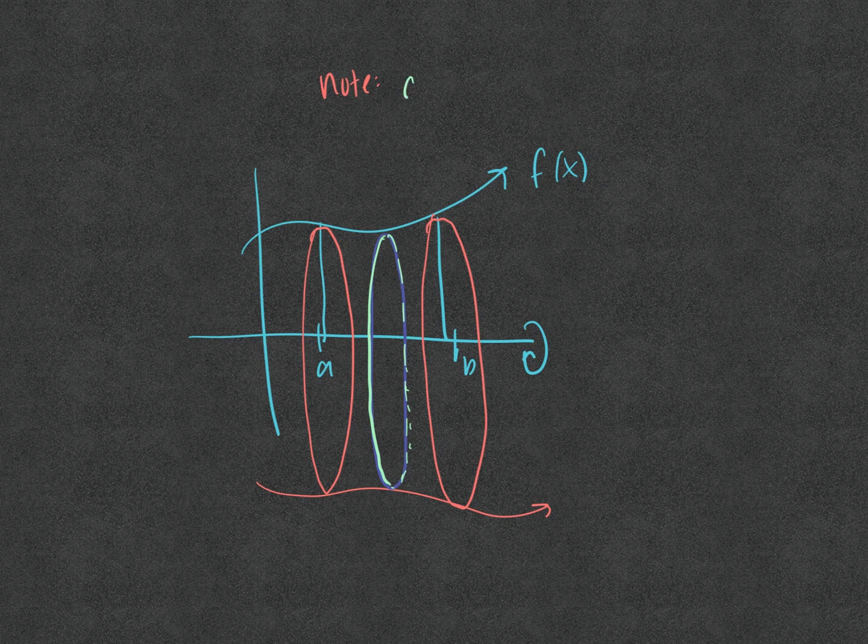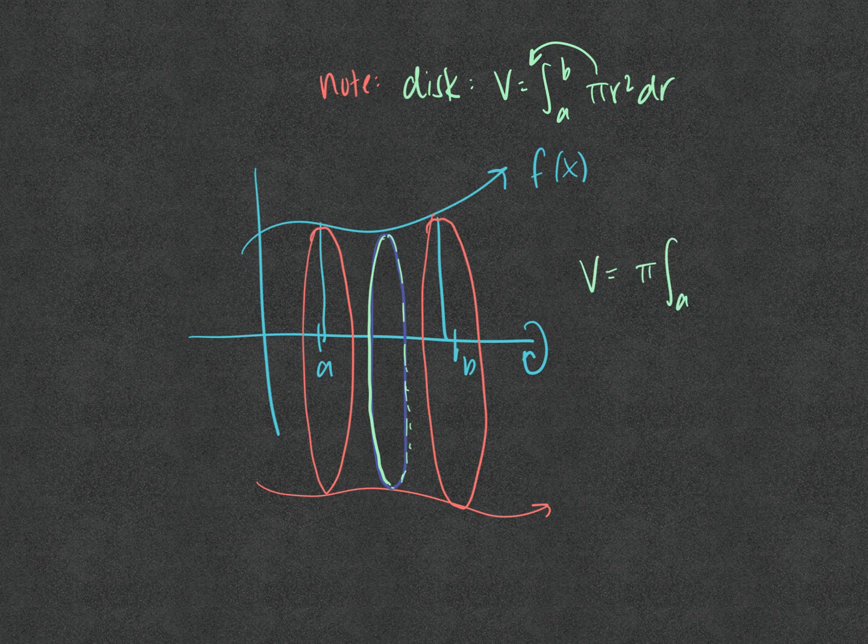So because we're in the disk method, we're going to say the volume equals the integral from a to b of pi r squared dr. Now remember pi is a constant, so we're often going to move it out front. So on this problem, we would say volume equals pi, the integral from a to b.